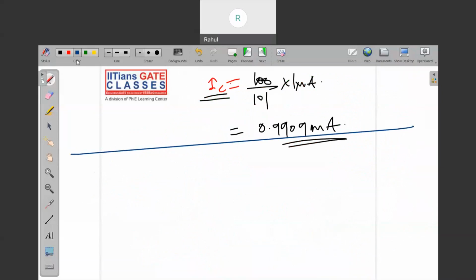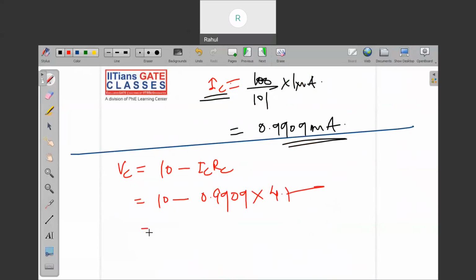Whenever you come down from plus to minus, you have to subtract. Remember, you have to subtract. So your VC will be equal to what? Your VC will be equal to 10 minus IC times RC. So 10 minus IC is 0.9909 milli, and milli and kilo cancel, RC is 4.7. So your VC will be coming out to be 5.346.